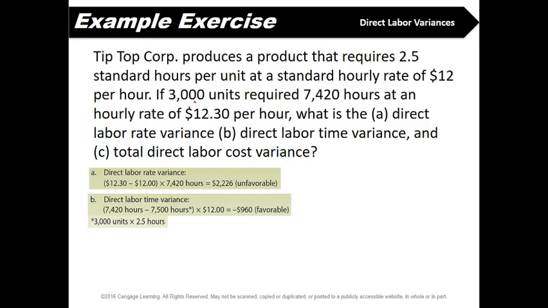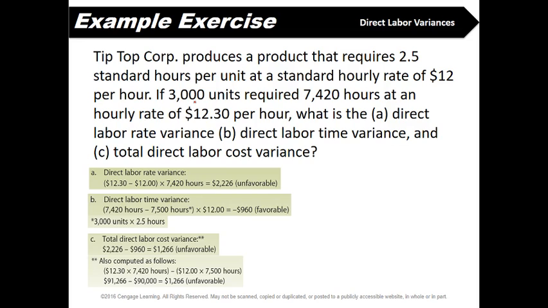When we take the two and we net them out, we end up with a $1,266 unfavorable variance.